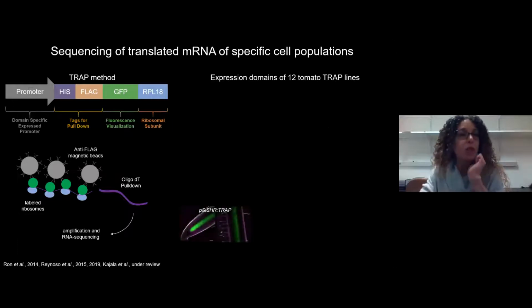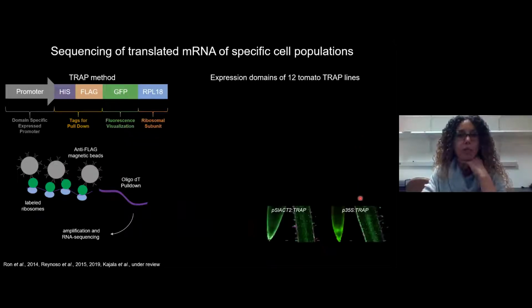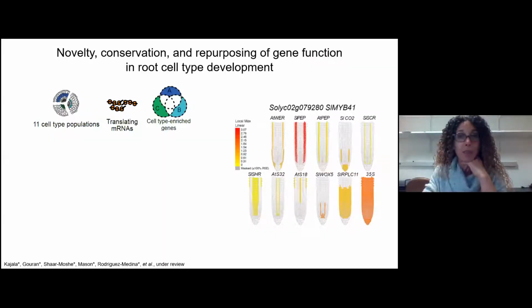We also obtained translatome of specific tissues, for example, the vasculature, and specific developmental stages. Here you can see the promoter that marks the meristematic zone. And we were able to obtain translatome from the entire root using actin or 35S. So this work is currently under review in Cell, and I really hope that in the near future you'll be able to check the expression of your favorite gene at the cell type resolution in the ePlant browser.